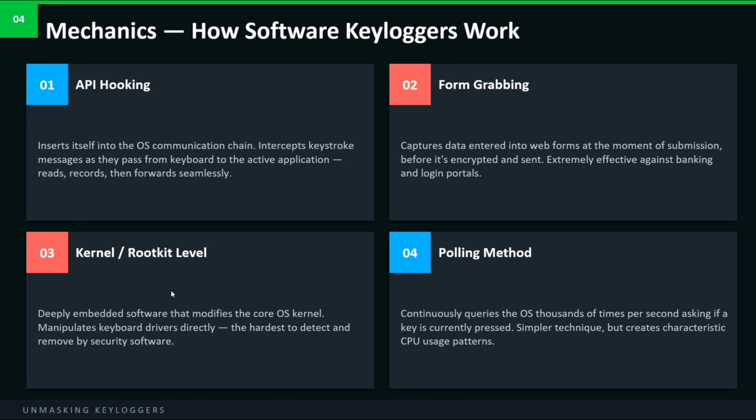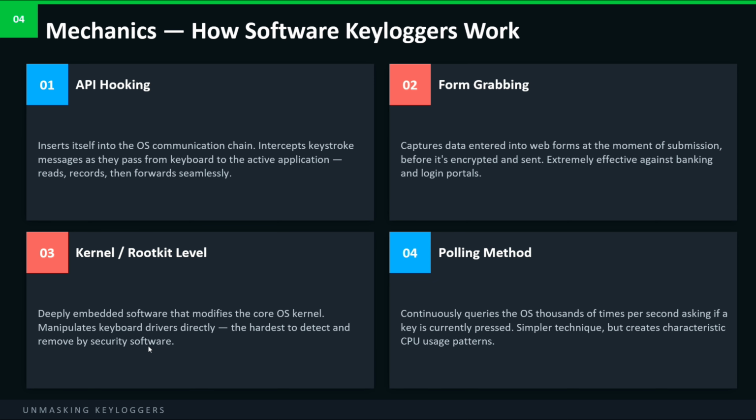Next one is the kernel and rootkit level. It deploys embedded software that modifies the core OS kernel. It will manipulate the keyboard drivers directly, and it is hard to detect because it sits at the root level. Root level, you know, right? Rootkits are a type of malware which cannot be detected easily. A rootkit sits at the root level and cannot be detected by security software, and it will manipulate the keyboard drivers.